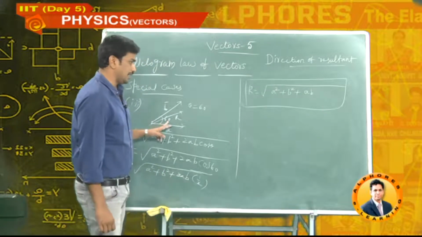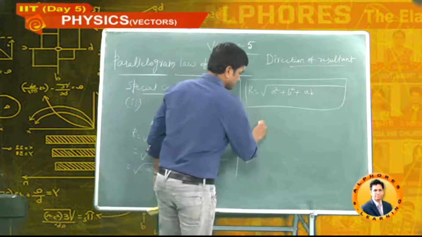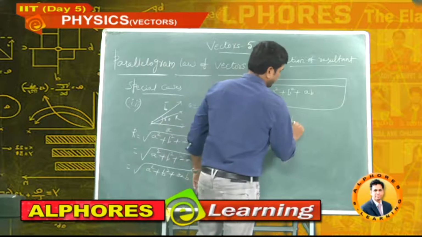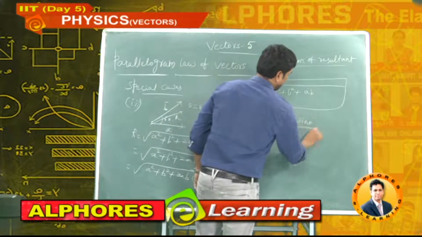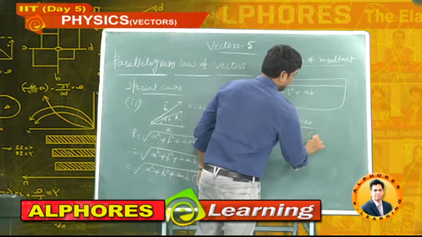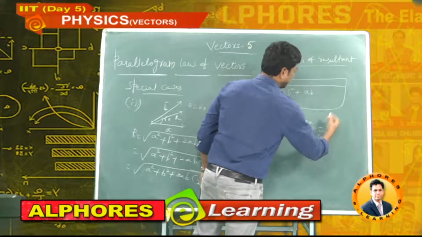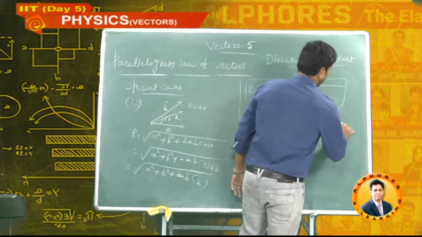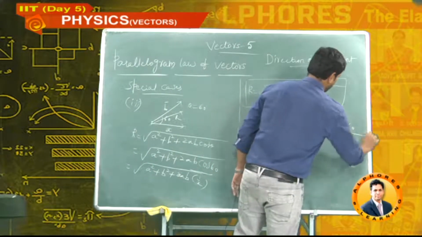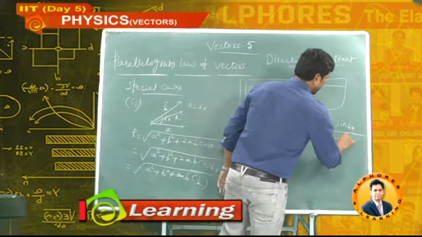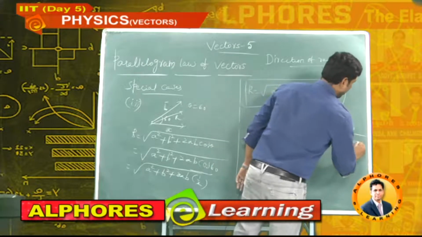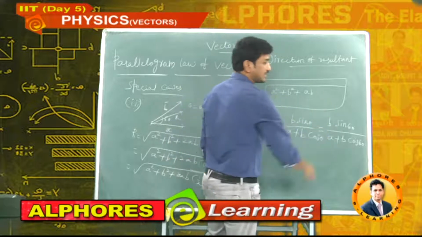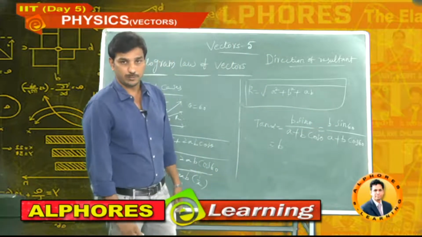Similarly, can you calculate angle of inclination here? Now tan alpha is equal to formula B sin theta by A plus B cos theta, B as it is, theta value 60. Now sin of 60 divided by A plus B cos 60. Now B, what is the value of sin 60? Sin 60 value root 3 by 2.